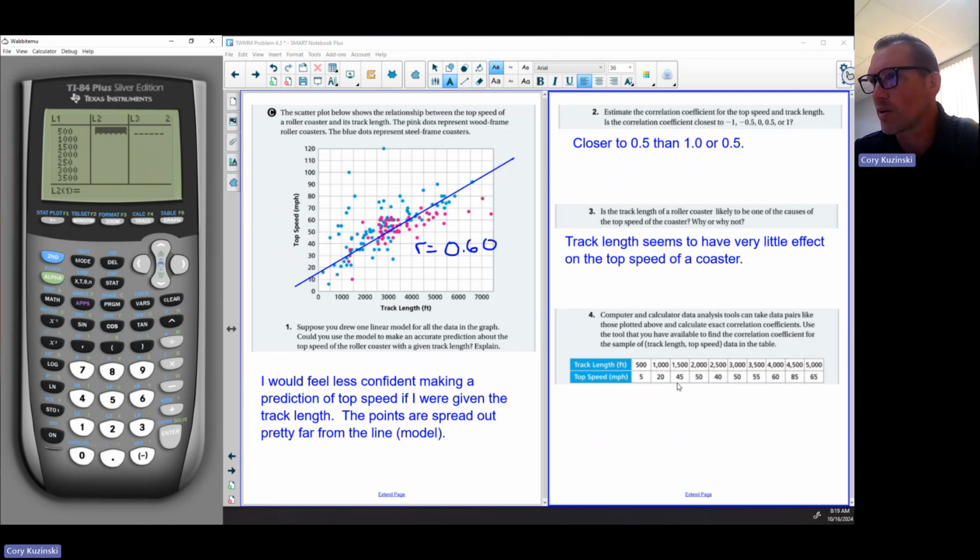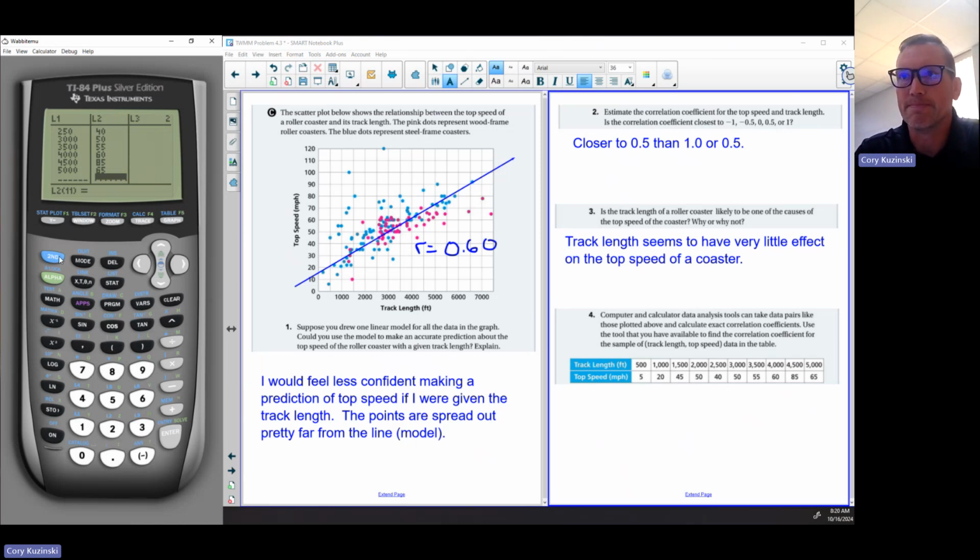And then let's put these top speeds in, 5, 20, 45, 50 and 40, 50 and 55, 60 and 85, 65. Again, if I'm going too fast, remember you can pause and rewind.